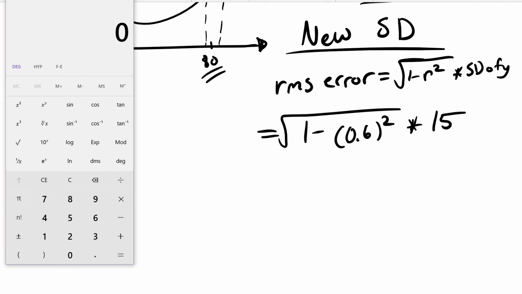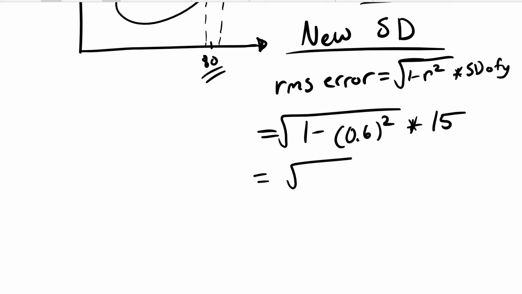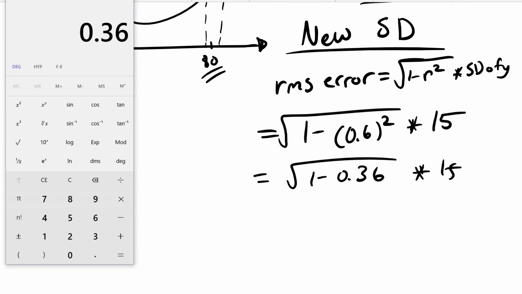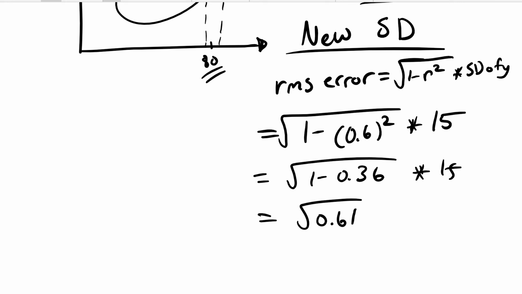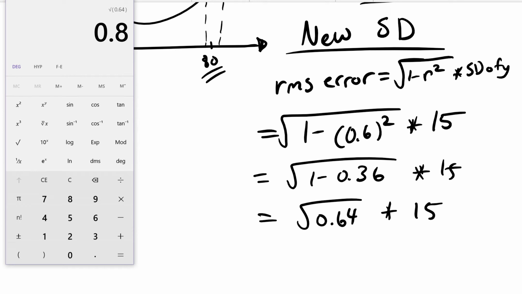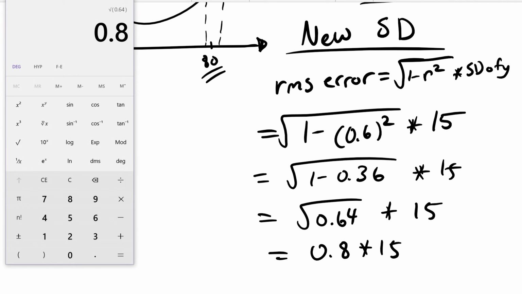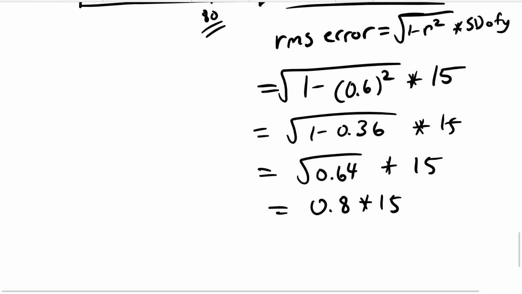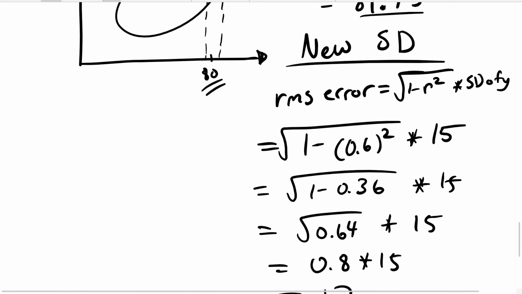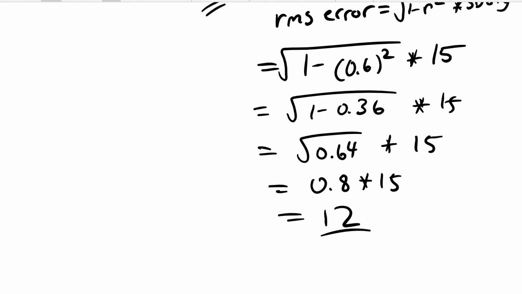Now we calculate that. 0.6 squared is 0.36. One minus 0.36 is 0.64. I'm keeping track because we want to make sure this answer is correct. Take the square root, it's 0.8. Then we multiply that by 15 and we get 12. So our new average was 81.75 and our new standard deviation is 12.